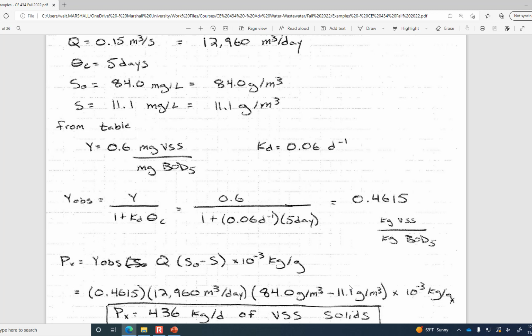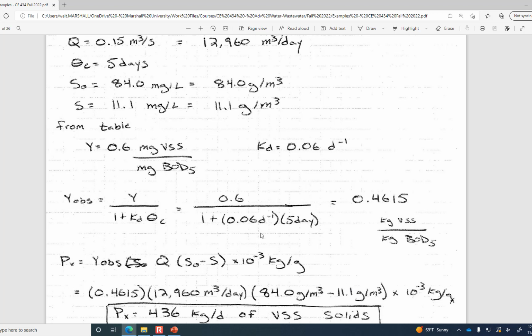Now sludge is mostly water. This is just the solid part of it. So if we wanted to know the total mass of sludge, then if it's 1 or 2% solids, you'd maybe have to multiply this by a factor of 100 if it's 1% solids. Or if it's 2% solids, multiply this by 50, and then that gives you the mass of sludge that has to be disposed of. But this is just the mass of the solid particles that is in the sludge. Okay, so that's relatively straightforward. Any questions about that one?